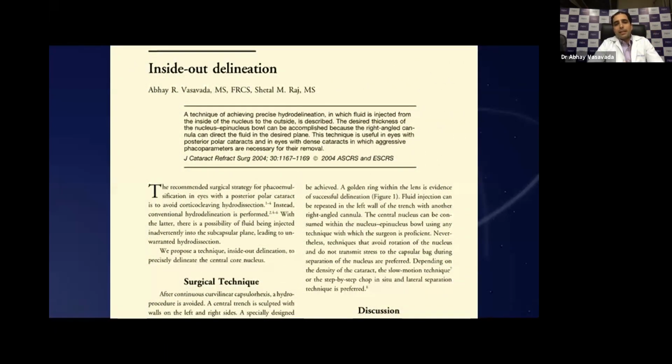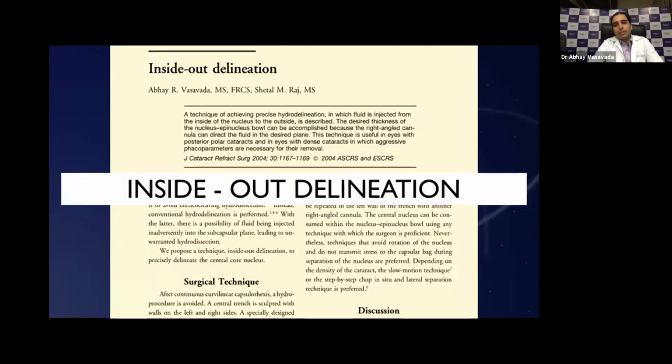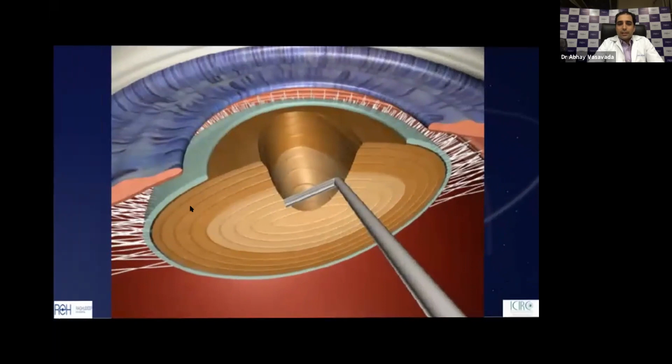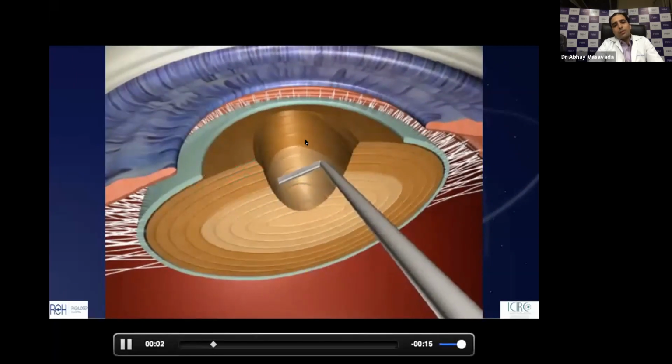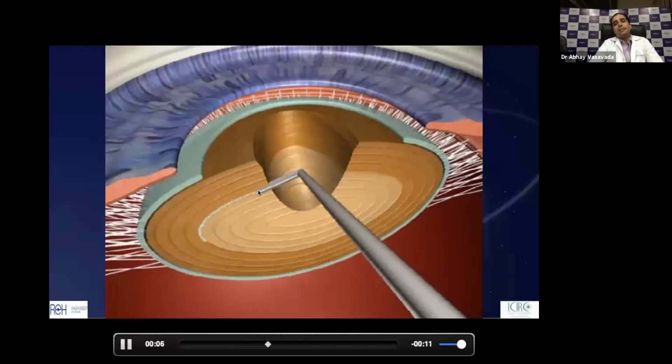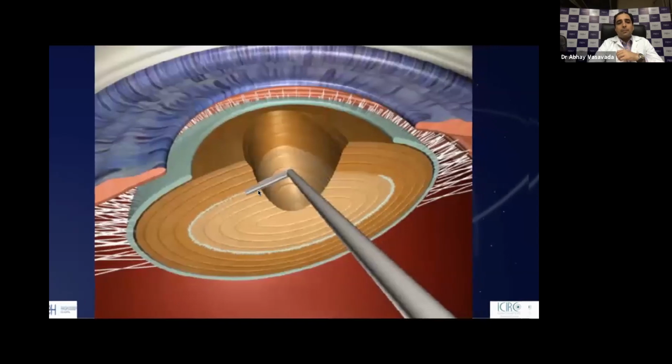So we describe a technique known as inside-out delineation, where first you create actually a trench. So you first create a sculpting trench and go inside the trench to do the hydrodelineation, so that the chances of causing an inadvertent hydrodissection are very minimal.